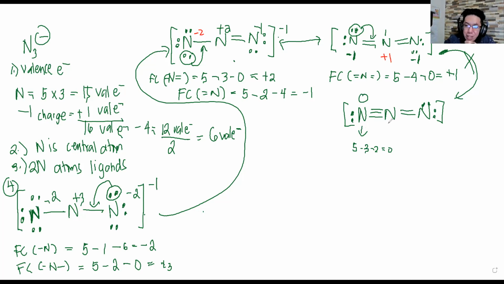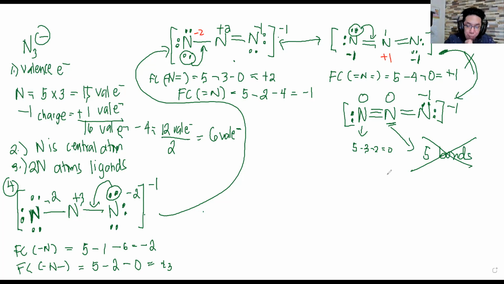And then how about this one? Yung center. 0 lang yan. 5 minus 3 minus 5 minus 5 minus 0. Okay, 0. Correct. And then how about this one? Negative 1. Correct. So what's the overall charge? Negative 1. Okay. One major flaw with this is the central atom nitrogen contains 5 bonds. And this is impossible.